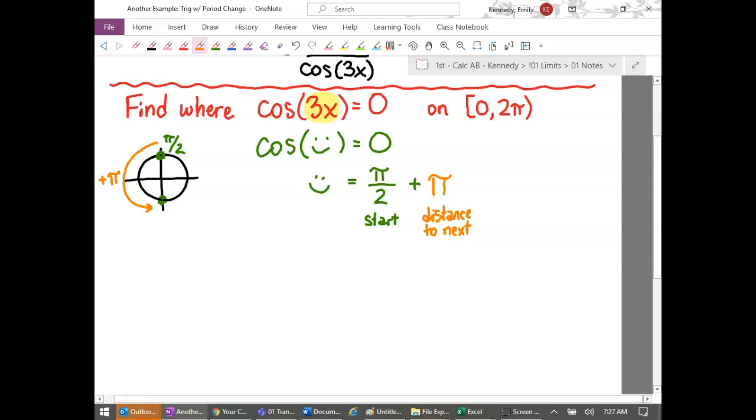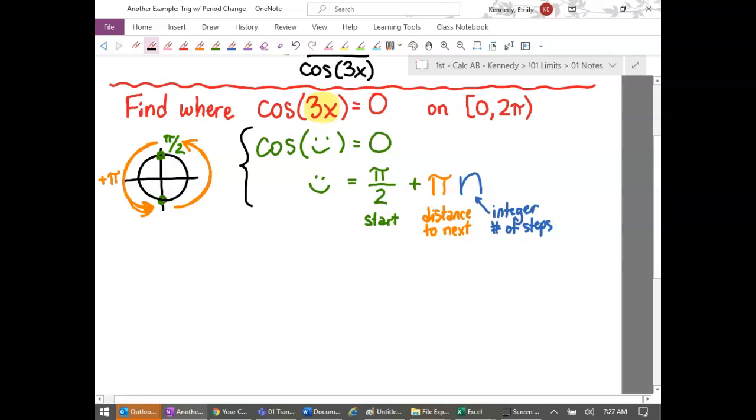But then remember, I could add pi once, but if I added it twice, I would still get to a good point. If I added it 3 times, or 4 times, or so on and so on. And so that's why we do that n at the end. It represents an integer, a whole number, and positives and negatives, to tell me how many steps I want to take. So if I want to add pi 37 times, well then n equals 37. And this idea of a starting point, distance to the next guy, and then the number of steps, that's going to help us at the end here.